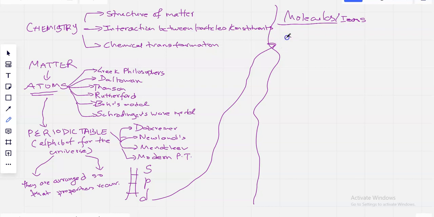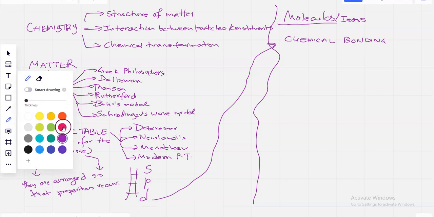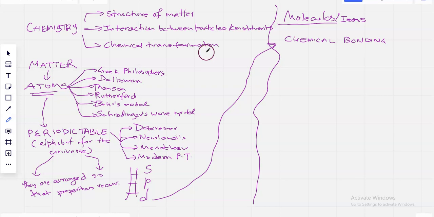And that is where the idea of chemical bonding comes from. Let me change the color. I feel like we've used the same color all this time, so let's bring a little bit of fun to this. Okay, so this is where the idea of chemical bonding comes from, right?